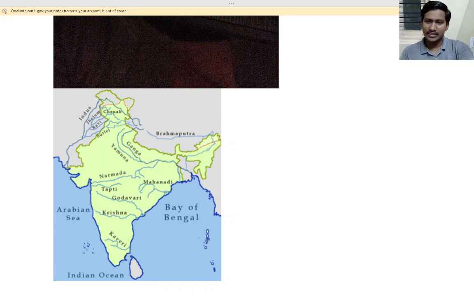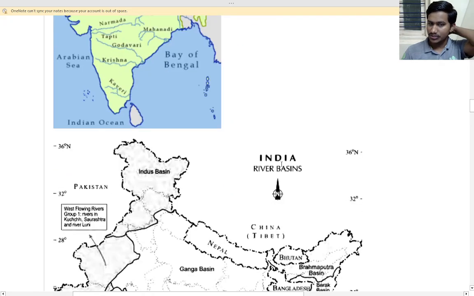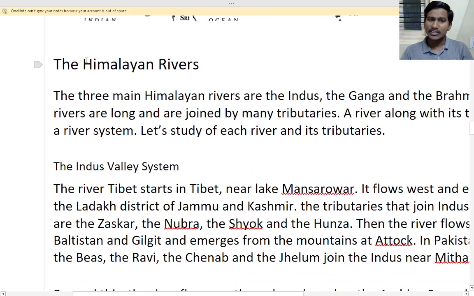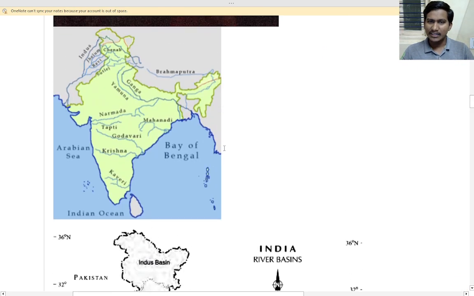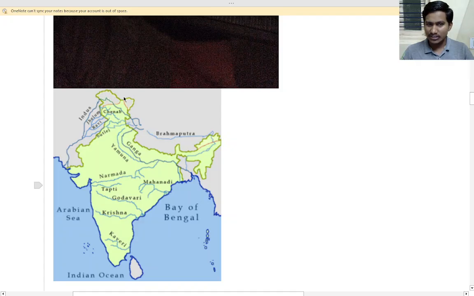So students, let us see about rivers. Here the Himalayan rivers. We know Himalayan rivers originate from the Himalayan mountains, and there is one more region, the peninsular region, that is flatlands, right? So we'll see here the Himalayan rivers. Which are the Himalayan rivers in this region?